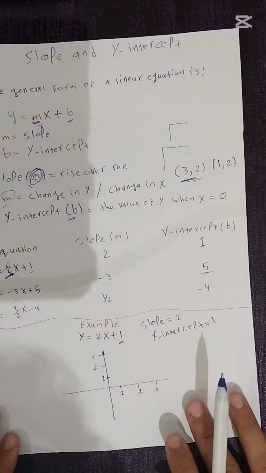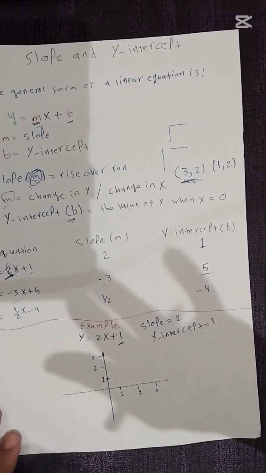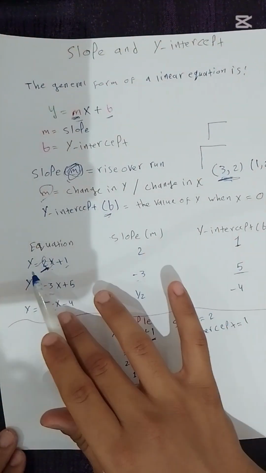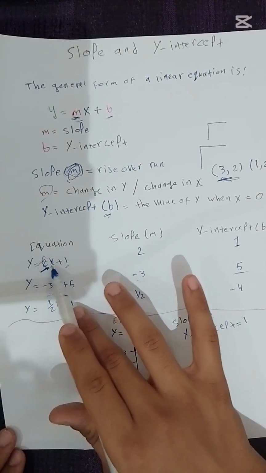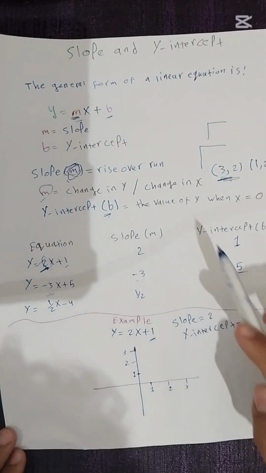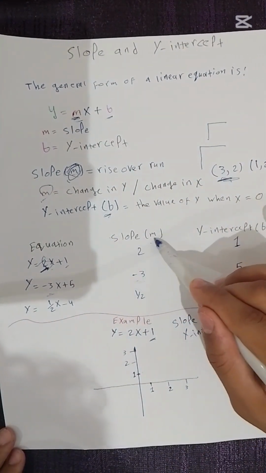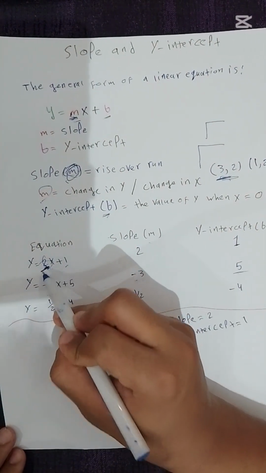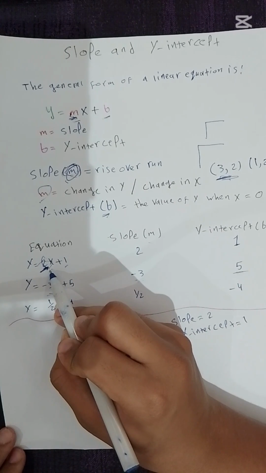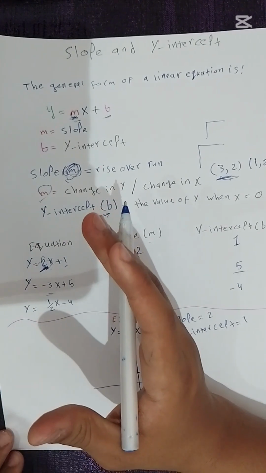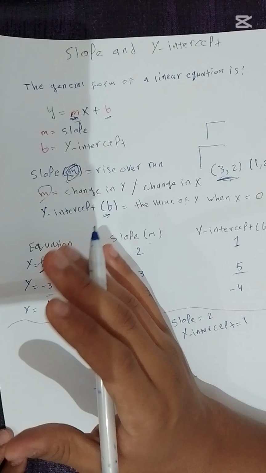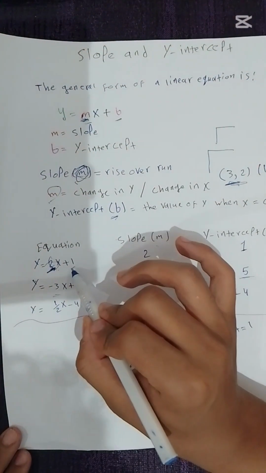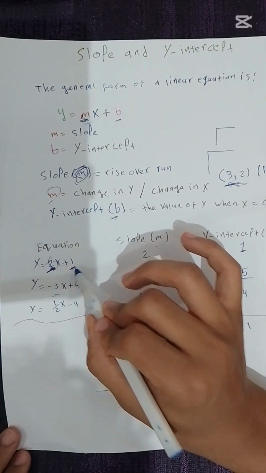So we have here a table that explains how you can find the slope and the y-intercept. Here, the equation y equals 2x plus 1. As we mentioned, the slope is the m, and how can we find the slope? It's next to the x, as we see here, 2x. So whatever constant is multiplied by the x, this is the slope. The y-intercept is this constant, 1.